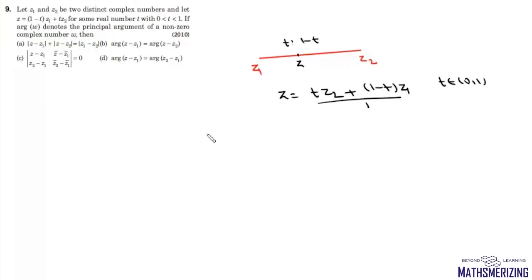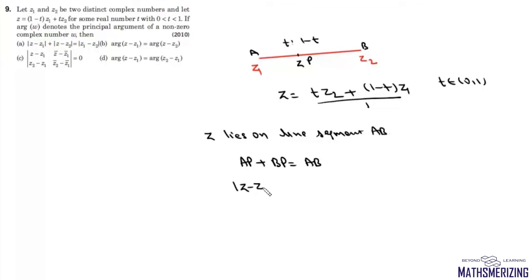So it simply means that this Z lies on this line segment, let us say AB, and suppose this point is P. Now these three points A, P and B are collinear. We can write AP plus BP is equal to AB. Now AP is mod of Z minus Z1, BP is mod of Z minus Z2, and AB is mod of Z1 minus Z2. That means option A is correct.